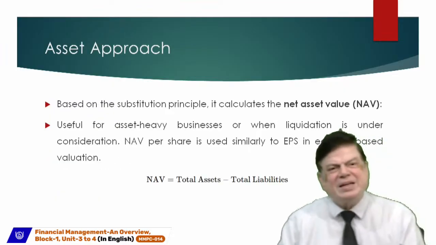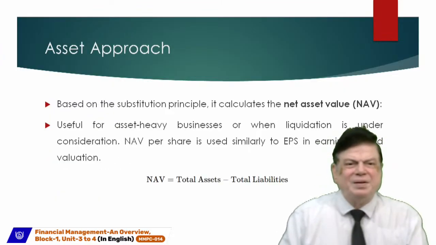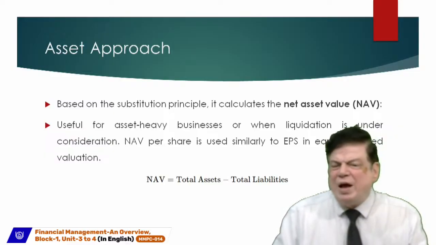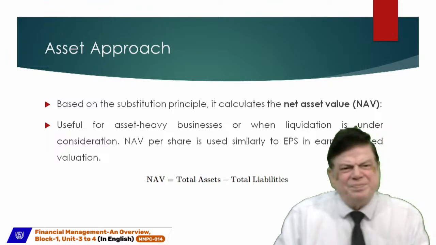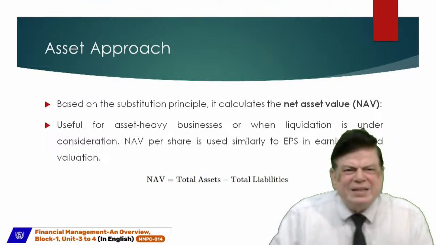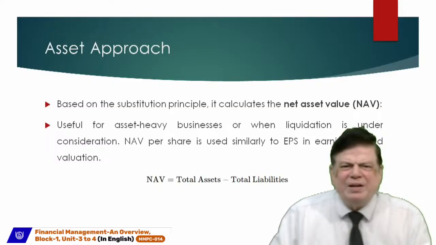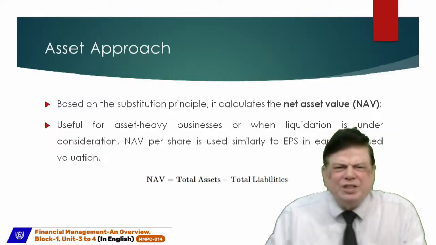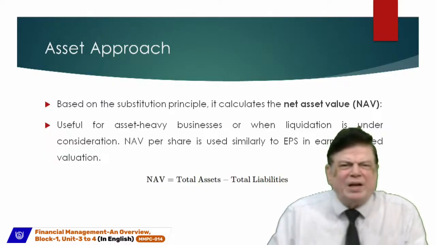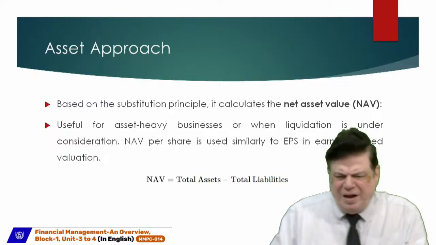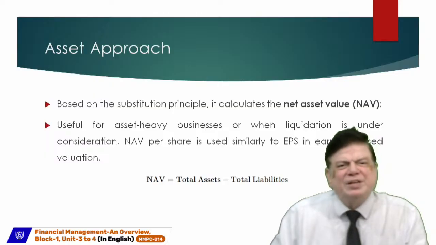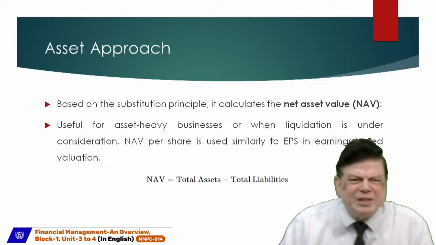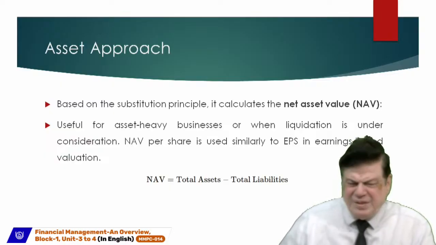Next is asset approach. Based on substitution principle, it calculates the net asset value, NAV. Useful for asset heavy businesses or when liquidation is under consideration. Net asset value per share is used similarly to earnings per share in earnings based valuation. So the formula is net asset value is equal to total assets minus total liabilities. They are the net assets.